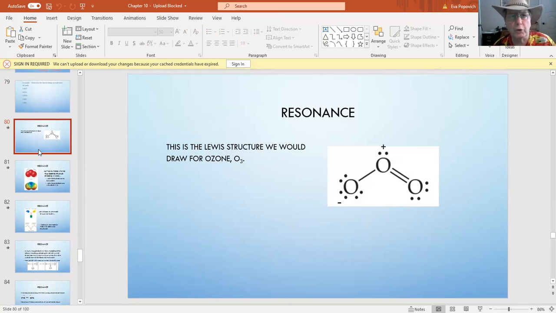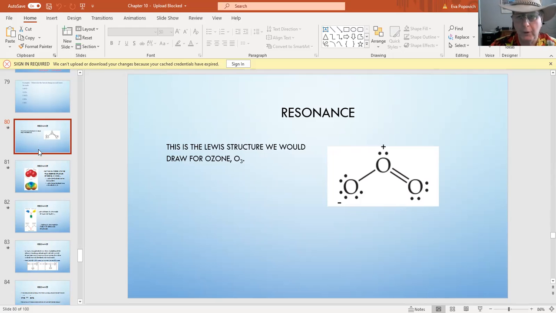Okay, girls, we're going to go through and do resonance real quick, and then we're going to do polar bonds real quick. Then we're going to get into more thermochemistry, unfortunately, for you.